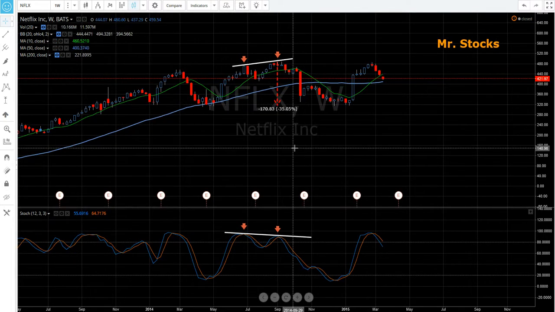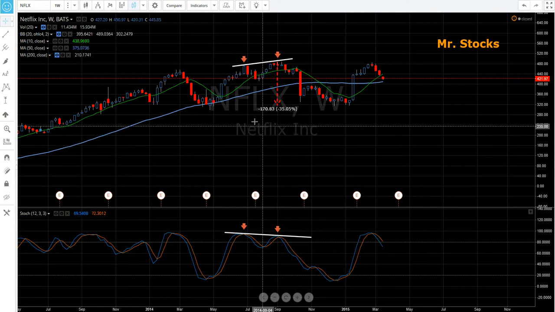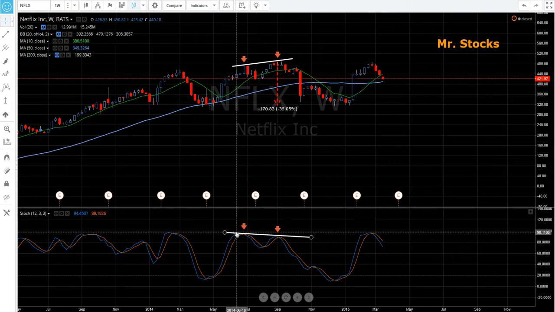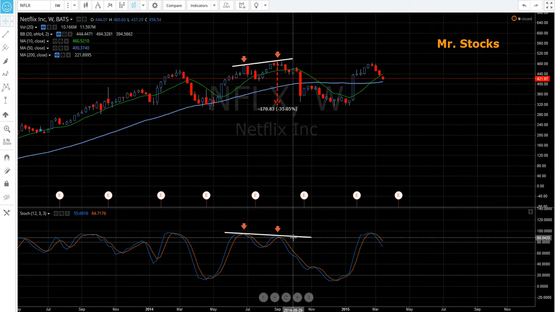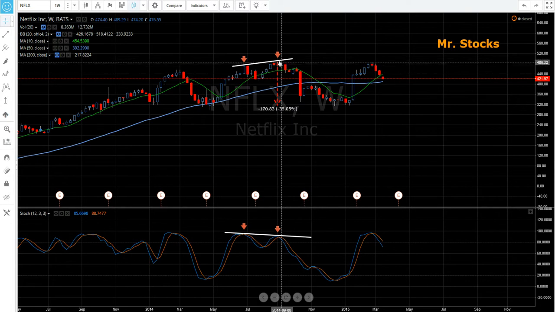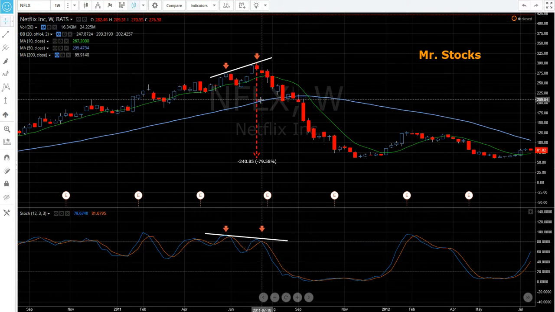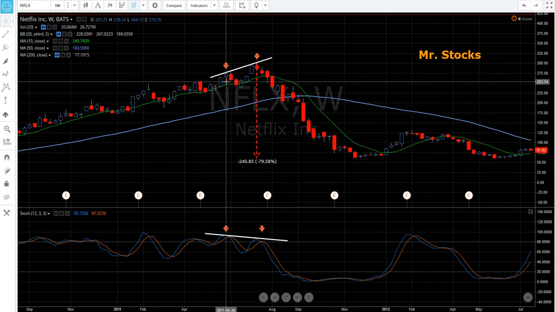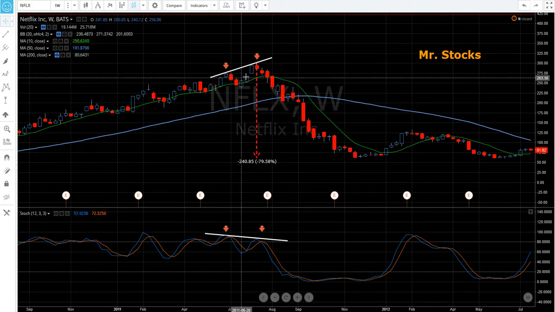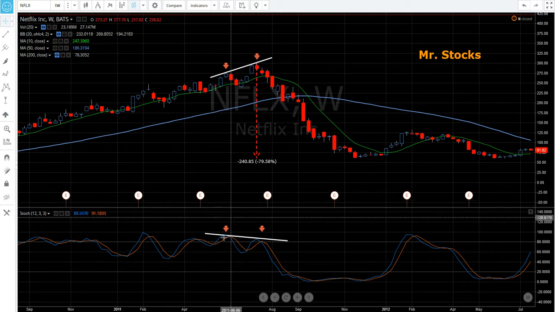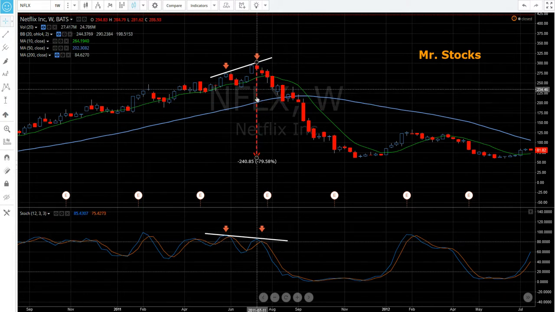Let's take a look at Netflix. This is more recent. We have higher highs in the price, but a lower low on the stochastics. And the pullback here was about 35%. Let's take a look at Netflix in 2011, May of 2011, and this is July of 2011. Higher high here, but stochastics didn't confirm. We got a move of 79% lower.